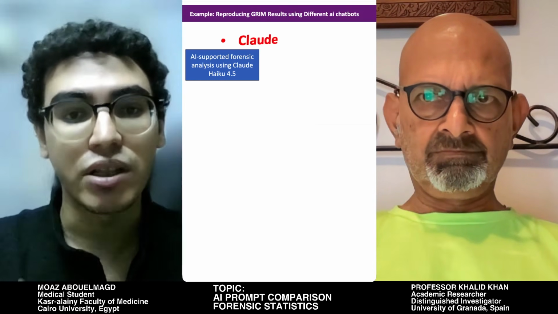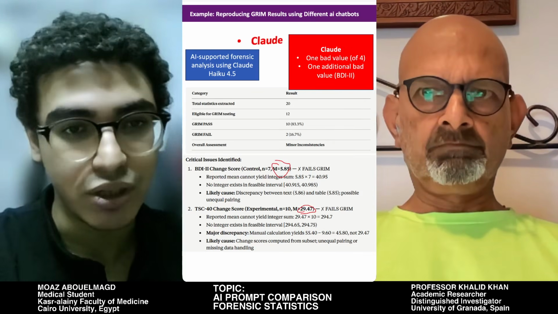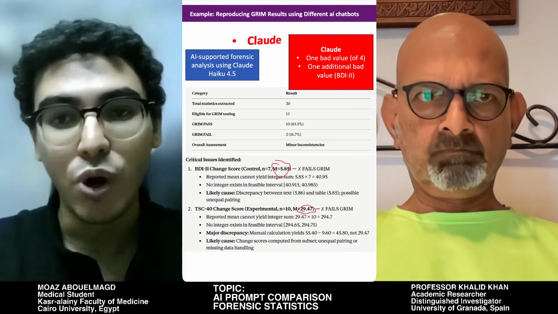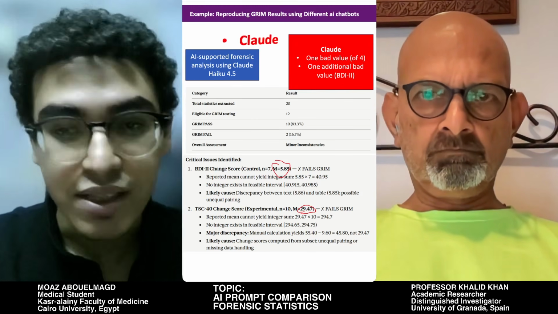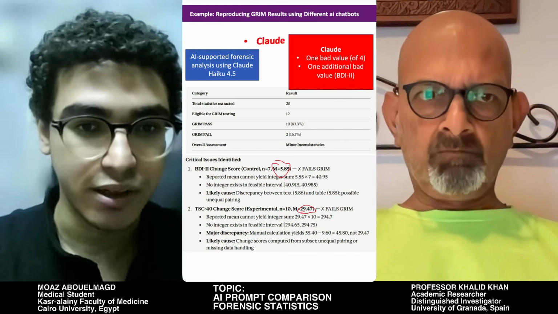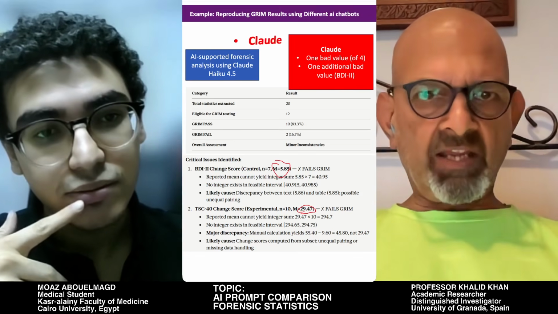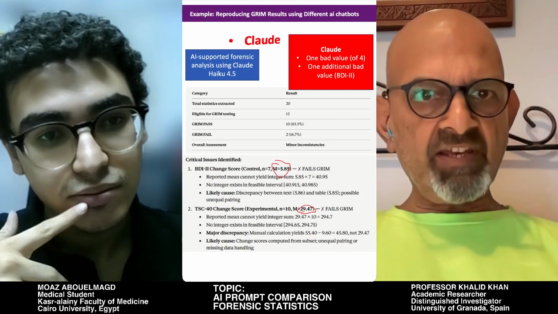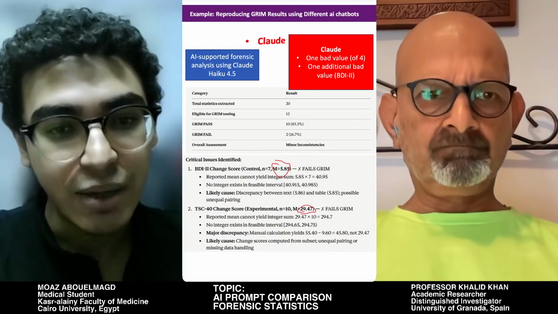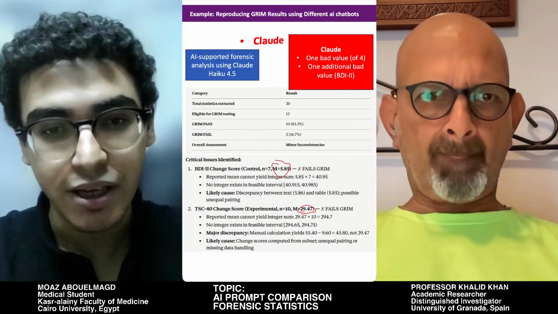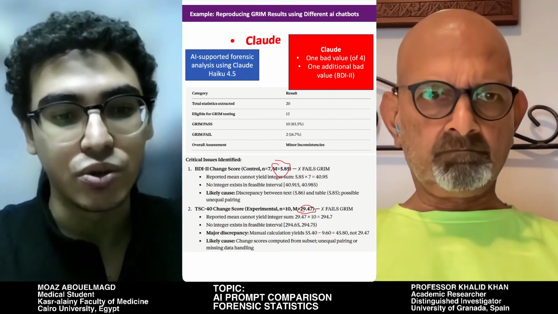The second is Claude. We used the Claude Haiku model. This is the simplest Claude model, and it found one bad value out of the four values that Matt reported, and one additional value on a scale called the Beck Depression Inventory scale. So the two additional bad values found, one by Gemini and one by Claude, were they two different variables or the same? One of them was on the same variable, the trauma scale. The other one was on a different scale that we will explain later.